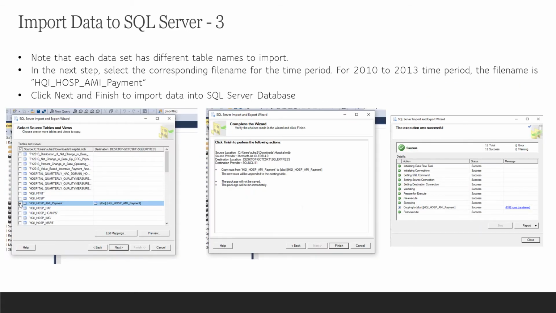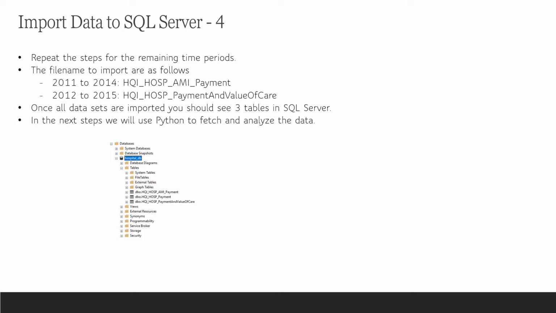The question mentions that we need hospital AMI payment, so we choose only that file from our Access DB file, and then we import only this one file into our SQL Server database. Now we repeat the same steps for the remaining time periods. Once all datasets are imported, we should see three tables in our SQL Server. In the next steps, we will use Python to fetch and analyze the data.